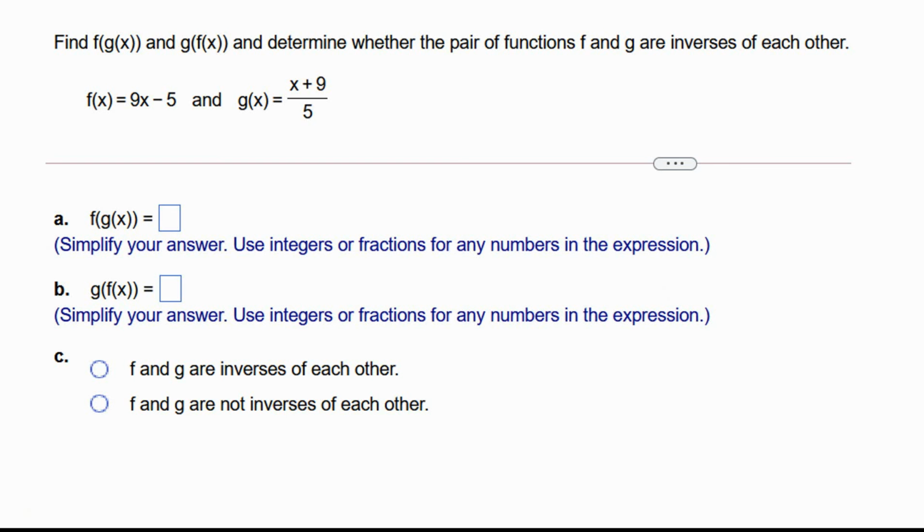All right. So here, the goal is going to be to really see if we can understand what the inverse is all about. Let me just find one of them, then we'll move on. So they want you to find f composed with g of x. So let's put the g of x inside. This is x plus 9 all over 5. Now f says, whatever you give me, multiply by 9, and then minus 5. So I'm giving you x plus 9 all over 5 minus 5.